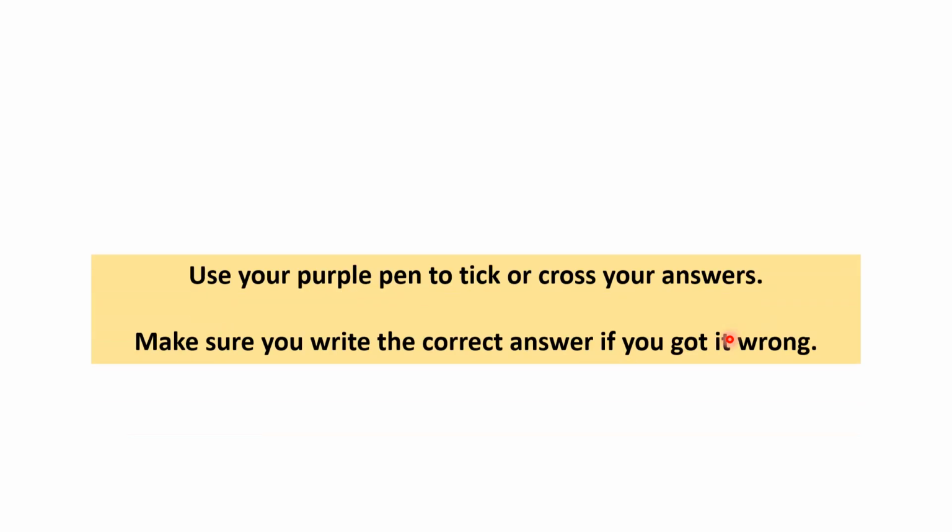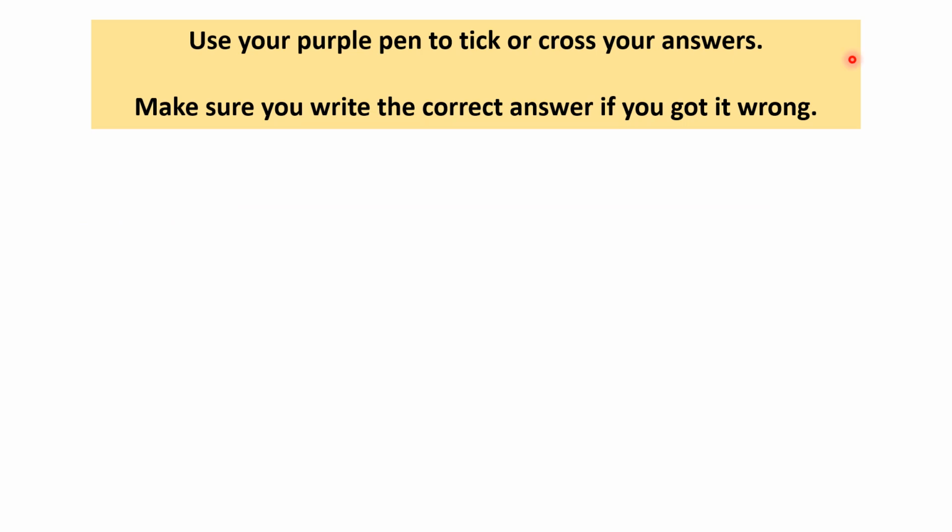Okay, if you're back, that means you're ready to make your purple pen corrections. As always, give it a tick if you got it right, and if you got it wrong, just make sure you make the correct answer.